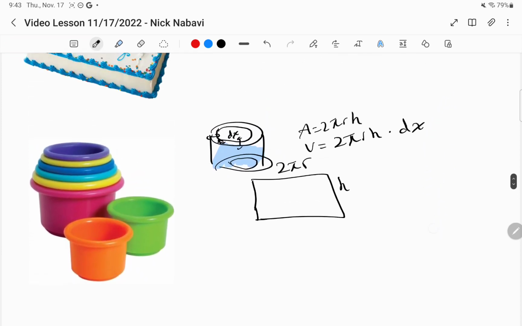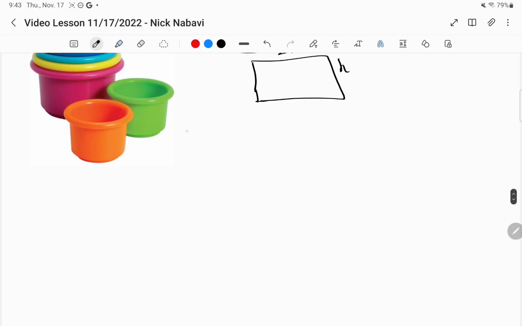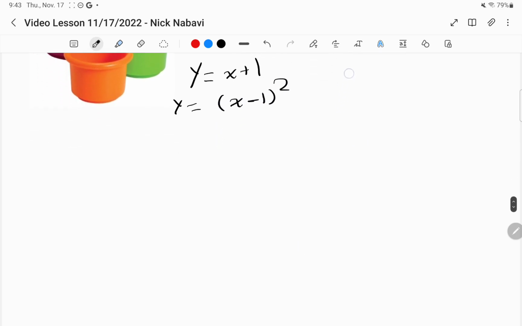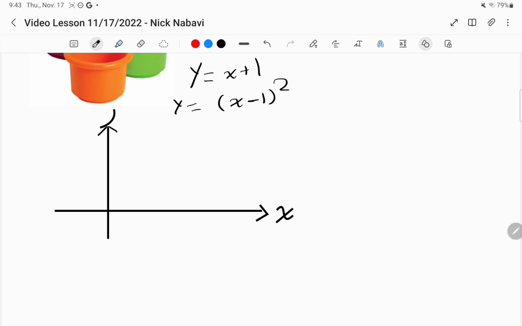All right, let's go back to the example that we were talking about in class. We had y equals x plus 1 and y equals x minus 1 squared. So the first thing, as I mentioned, is to draw a graph first, so we have an idea of what's going on here. Oh, well, I didn't want to do that, but I guess it's been done.